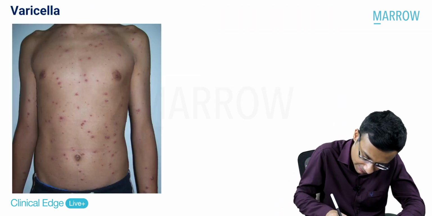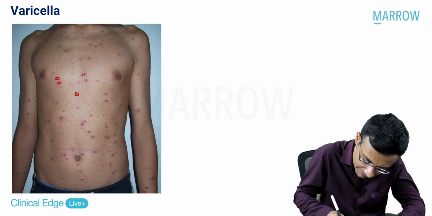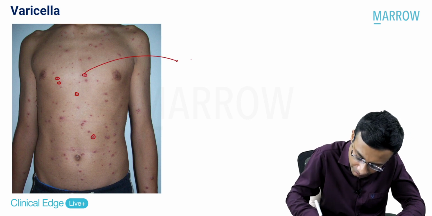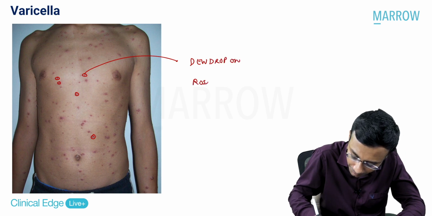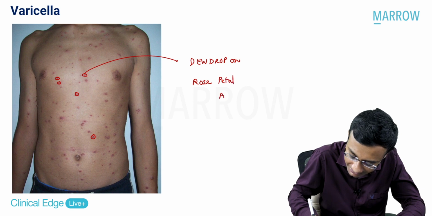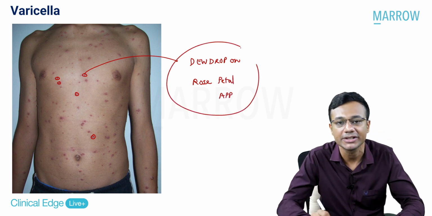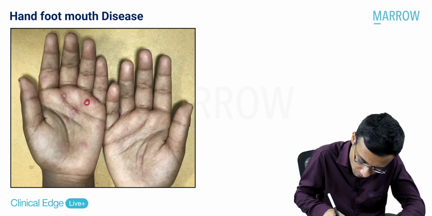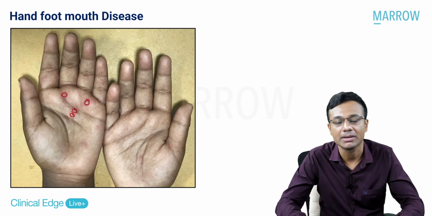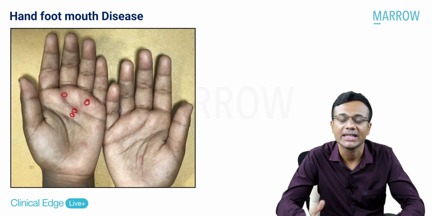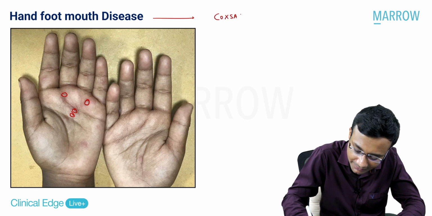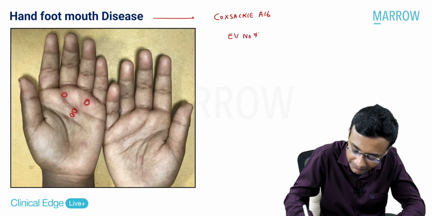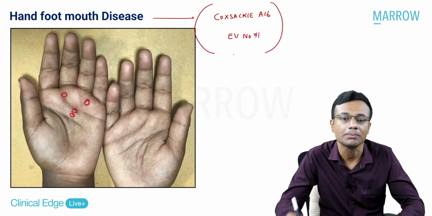So here we can see a child with varicella. You can see these vesicles on red base. This is also referred to as dewdrop on rose petal appearance, which is very, very classical for a varicella patient. And this is a patient of hand, foot, mouth disease. You can see these oval vesicles here distributed over the palms, soles, buttocks and oral cavity. Very, very important is hand, foot, mouth disease, which is produced by Coxsackie A16 and enterovirus number 71. So these are the causative agents of hand, foot, mouth disease.